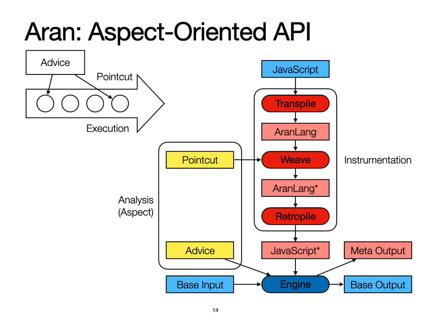So the boxes in blue represent the baseline execution. The boxes in dark red represent my framework. The boxes in light red represent data generated by my framework. And the boxes in yellow are the analysis, which is written by the user of my framework.